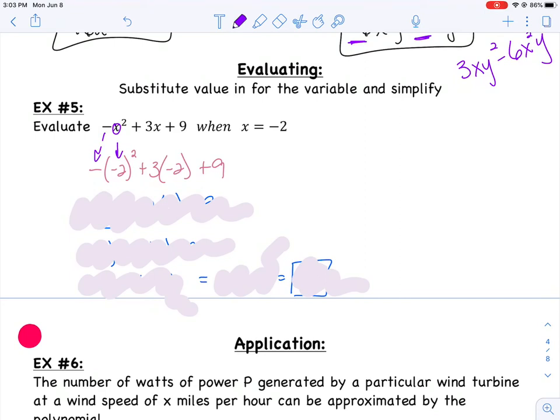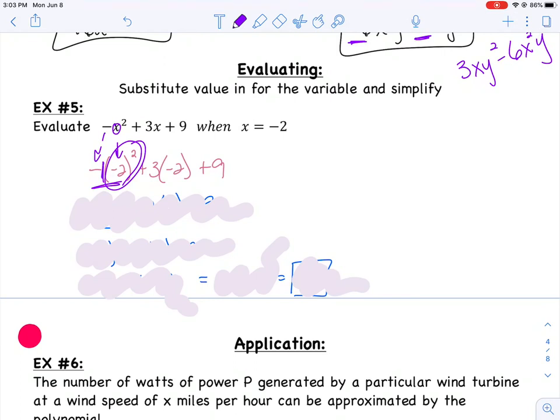Now be careful. We have to follow the correct order of operations. Remember, parentheses, exponents, multiply and divide, and then add and subtract. Remember PEMDAS, or please excuse my dear Aunt Sally. And be careful in this first term. Remember, there's an invisible 1 here, and we do not want to take the -1 and multiply it by the -2 first. We want to make sure that we follow the correct order of operations and do exponents first.